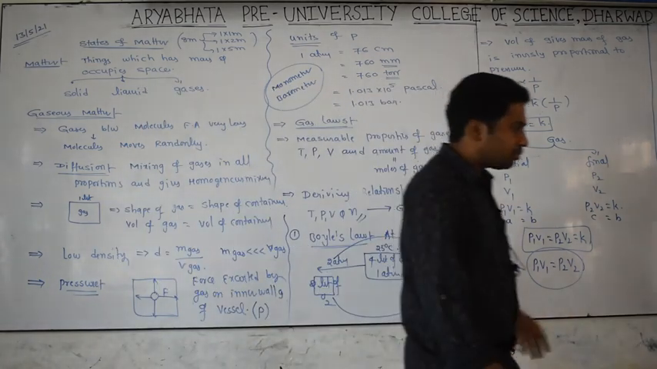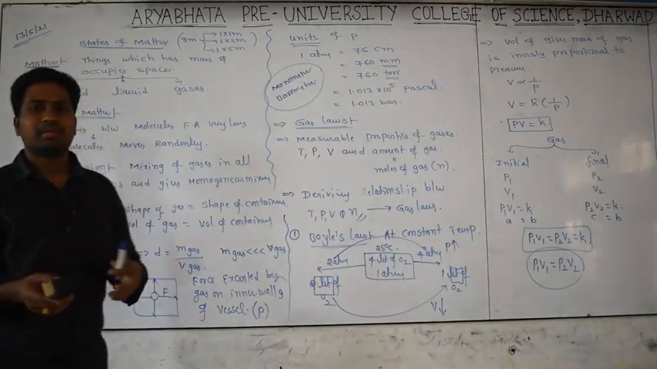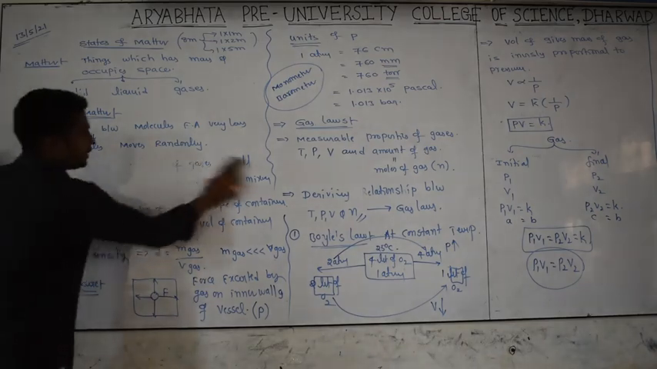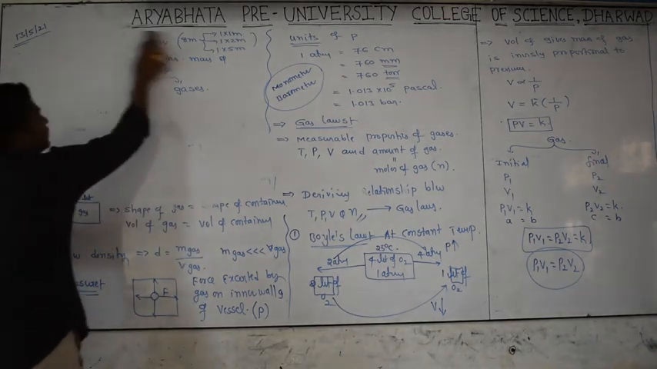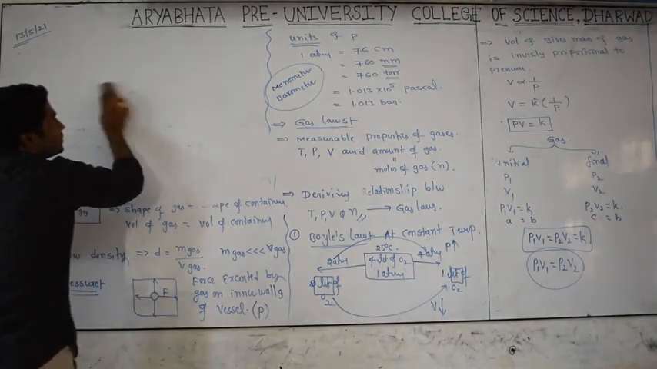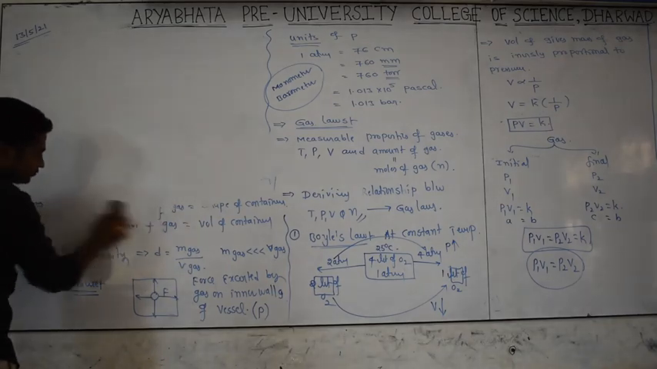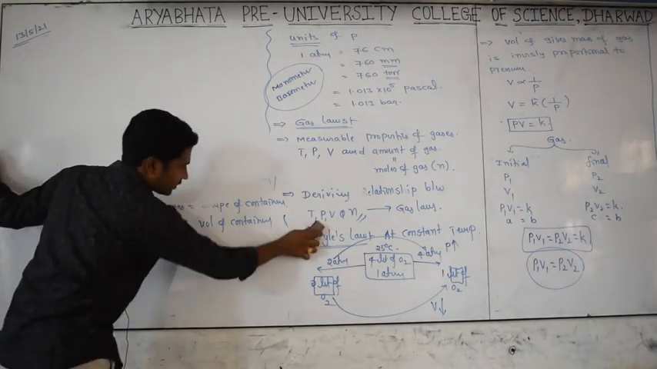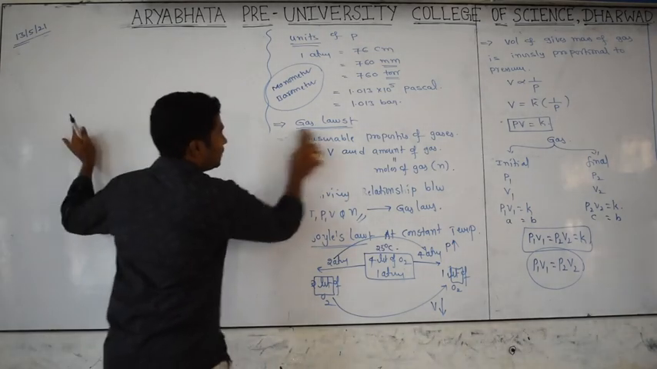So what is the meaning of Boyle's law? At a constant temperature, the volume of a given mass of a gas is inversely proportional to the pressure of the gas. What is the equation? PV equals constant. At two different conditions, what is the formula? P1 V1 equals P2 V2. Yes, now we will see some important information based on Boyle's law. Listen carefully.